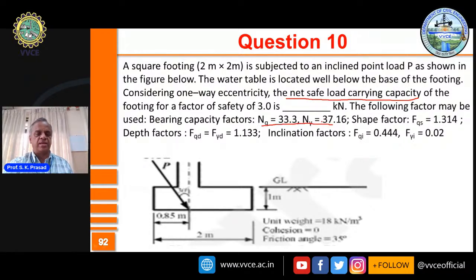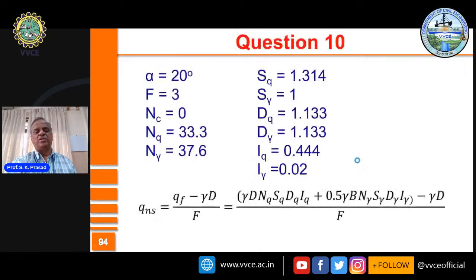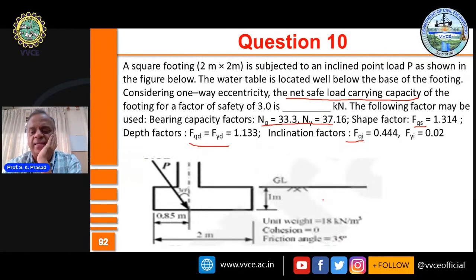Nq is given, N gamma is given. Please note that Nc is not given. Is it mentioned anywhere that it is sandy soil? No, it is not mentioned, but Nc is not given. Then you're given shape factor, depth factor, and also inclination factor. You use them in the regular equation. Nothing is mentioned about C, therefore you assume C as 0. So you just have to add the effects of shape, depth, and inclination for the second and third term. It is net, therefore qf minus gamma Df, divided by F.